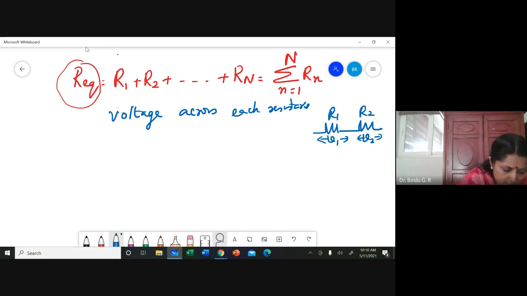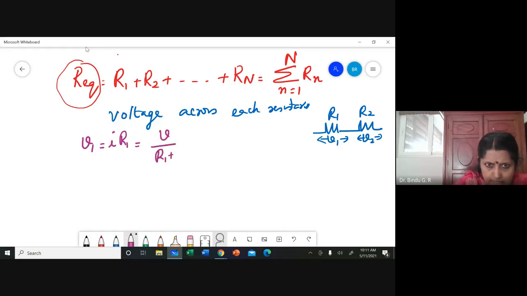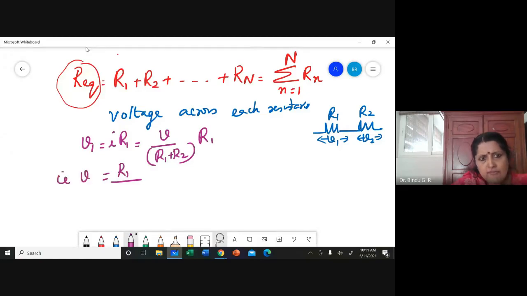Now, if I determine the voltage across each of these resistors, V1, as you know, was IR1. I was nothing but V by R equivalent, that is V by R1 plus R2, into R1. Which I can write as V1 is equal to R1 by R1 plus R2 into V.